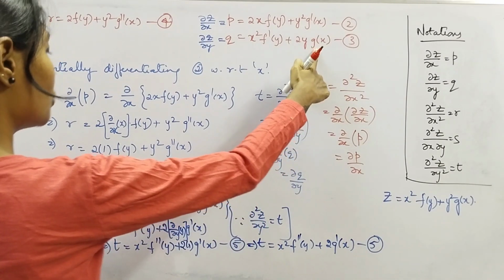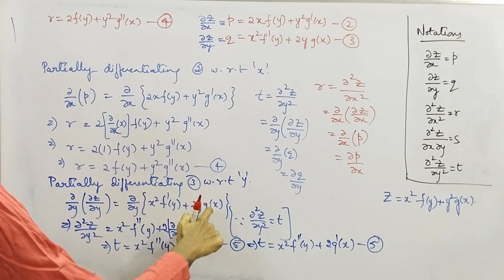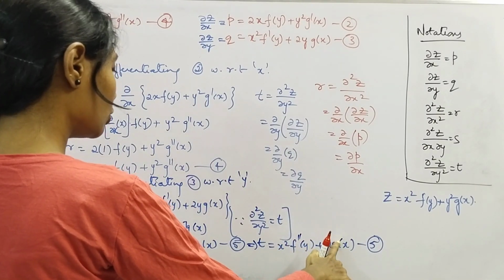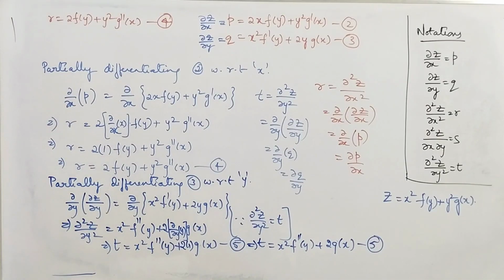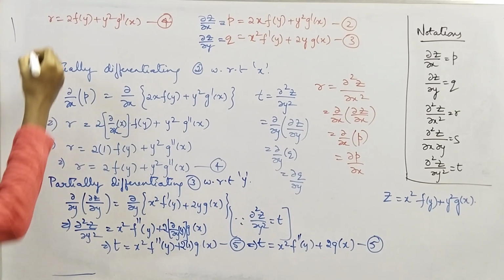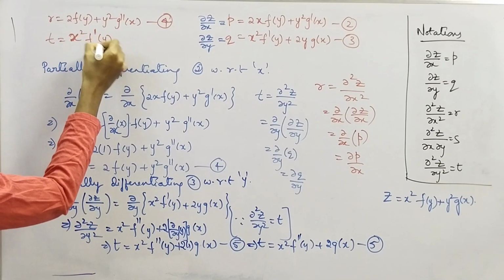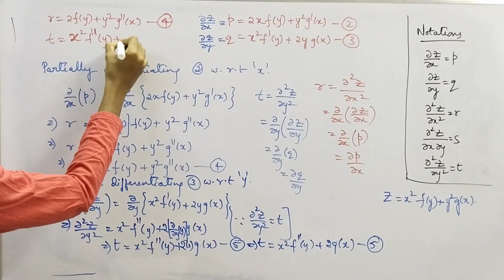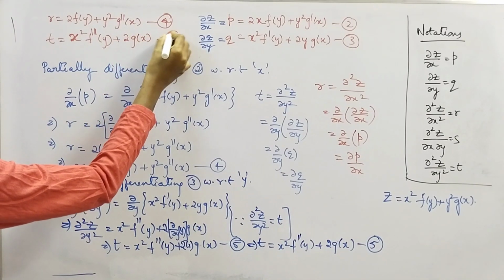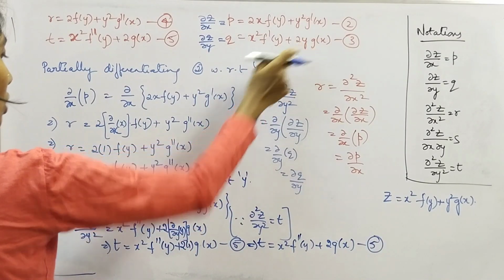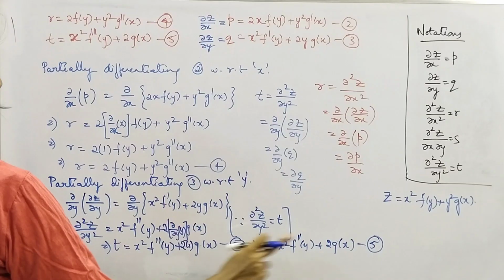See, in our q we have g, it's not g dash, it's just g, right? So you don't get any g dash here, it's simply a g. Fine. Now we got t equal to x square f double dash plus 2g, f double dash plus 2 into g of x, which is 5. Write the equation carefully. It's g, not g dash. I corrected it just now.